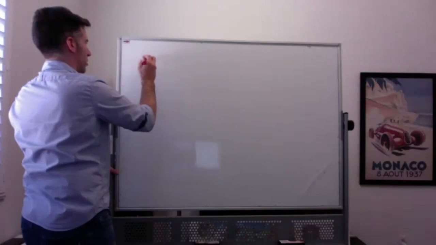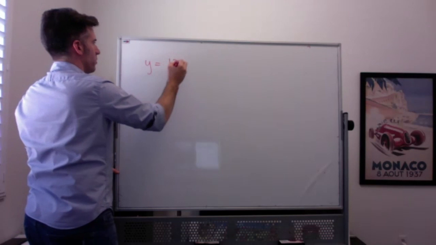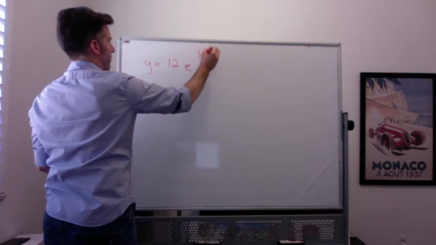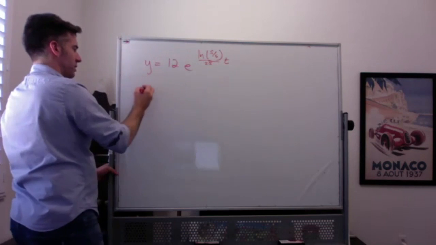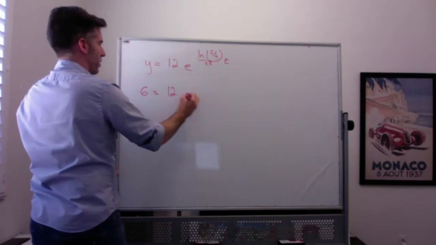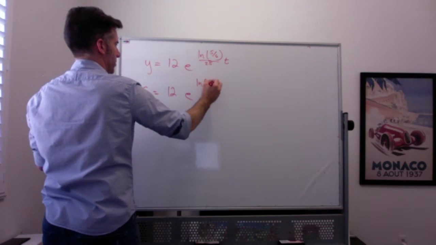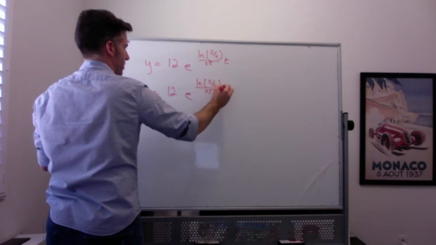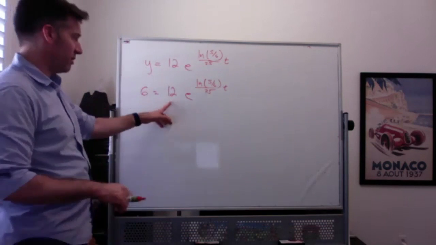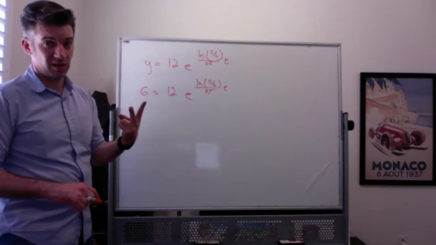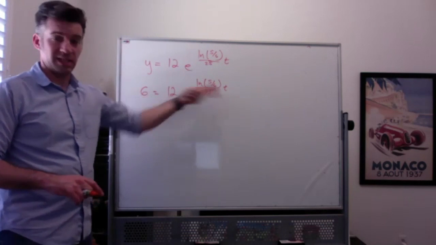So again, here's my model, y equals 12 e to the natural log of 5/6 over 25 t. I'm just setting that equal to 6. So 6 equals 12 e to the natural log of 5/6 over 25 t. And just like every other time, we're going to solve for t the same way. We're going to divide by this coefficient, take the natural log of both sides, then isolate t.